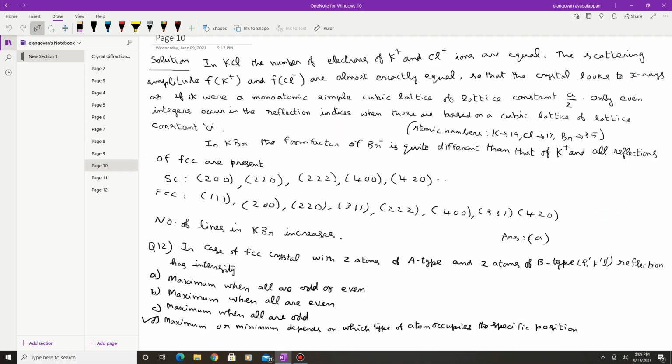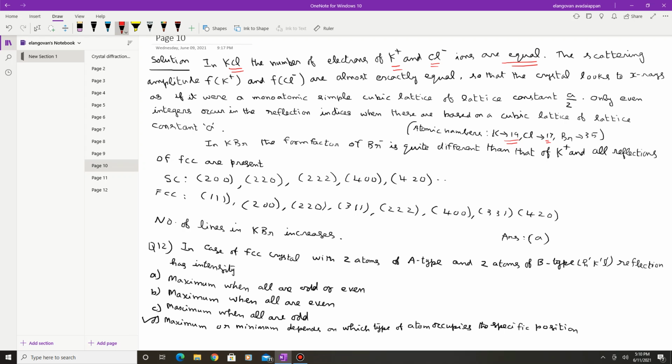Now, in KCl, potassium chloride, the number of electrons for K ions and Cl ions are equal. They are almost equal because for K the number of electrons is 19, for chlorine it is 17. The difference is only 2. So the number of electrons in the K plus ion and the Cl minus ion are equal, because the atomic numbers are 19 and 17. If we take a K plus ion and a Cl minus ion, the number of electrons will become equal.